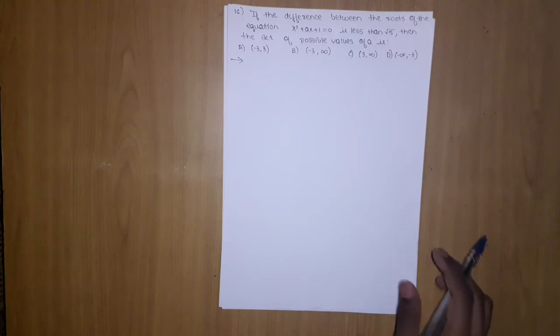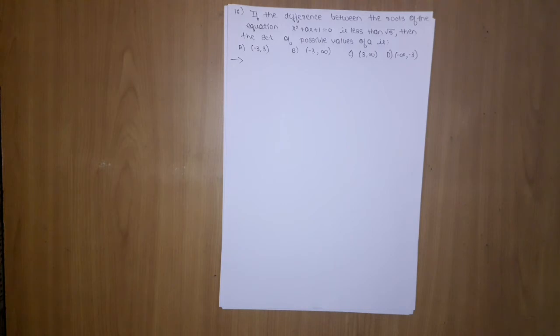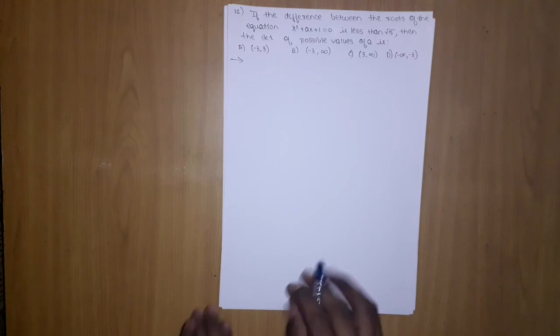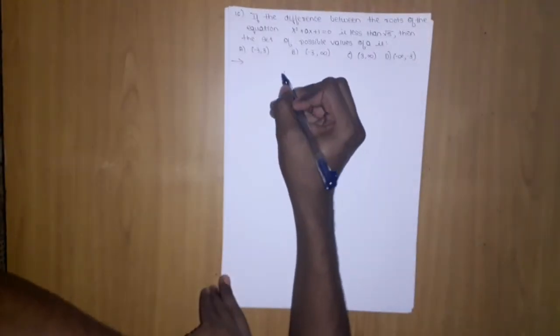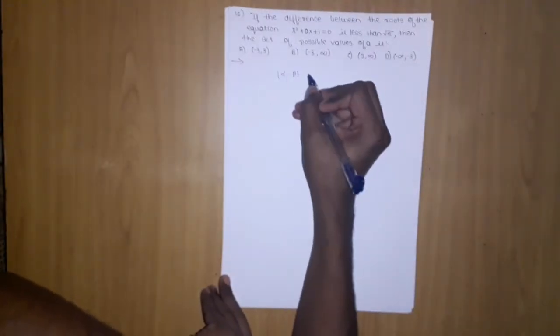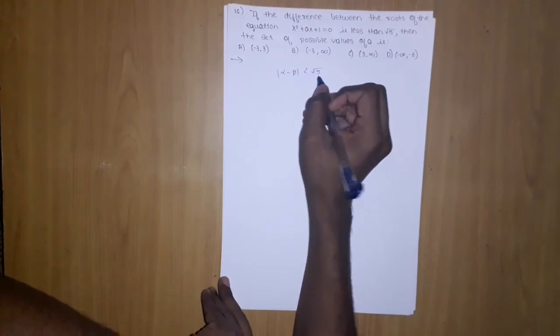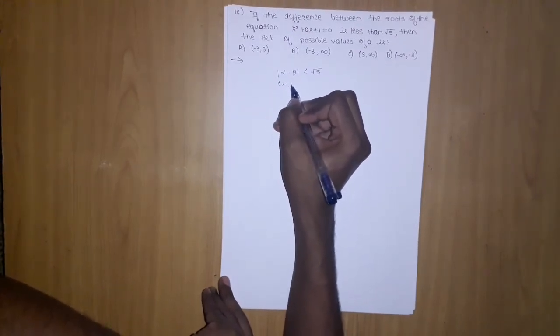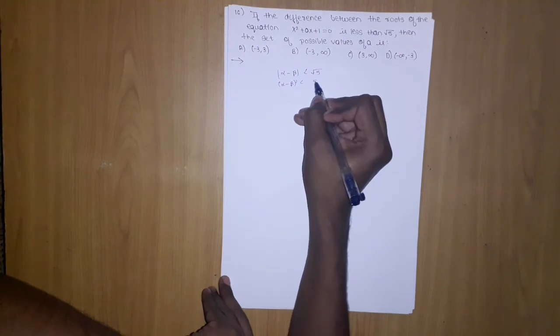Okay, the question is as follows: if the difference between the roots of the equation x square plus ax plus 1 equal to 0 is less than under root 5, okay, now they are talking about difference, then the set of possible values of a is asked. Now they have told you that the difference is less than under root 5. If I square it, it will become 5.